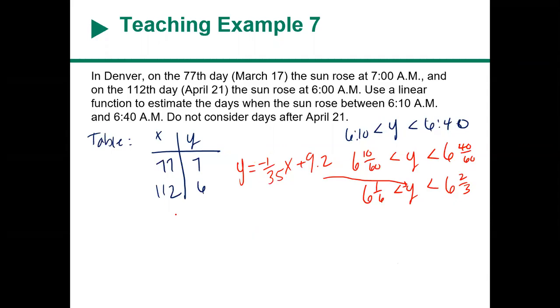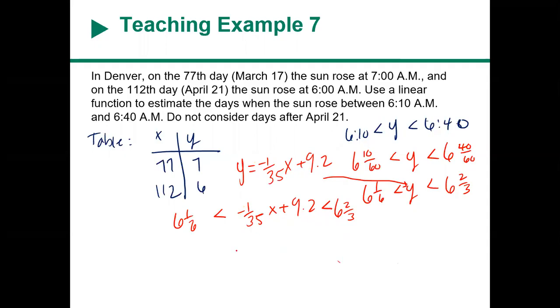So your problem that you're solving is 6 1/6 is less than negative 1/35 x plus 9 2/10, which is less than 6 2/3. And now it's just a compound that you're solving. So your plan here would be to subtract and multiply, right? Subtract, multiply, subtract, multiply. You would do that to both sides. Notice that I'm going to end up multiplying by a negative.